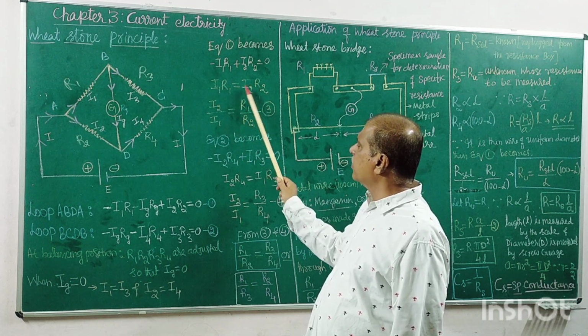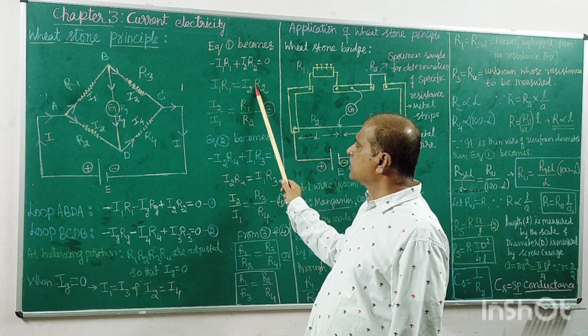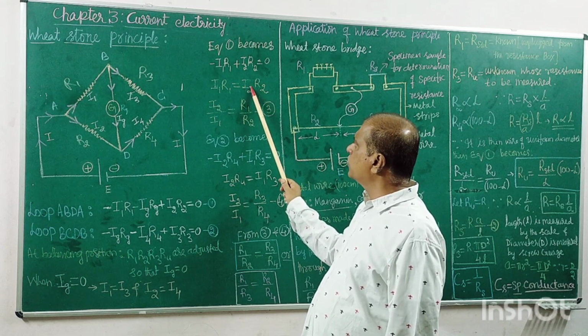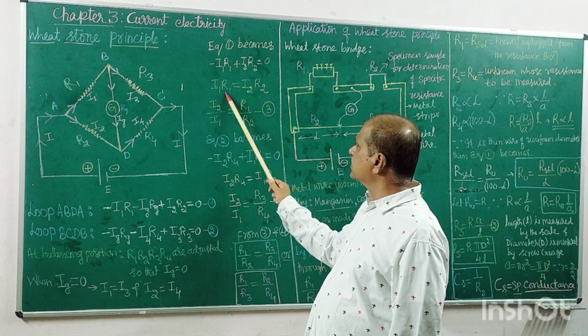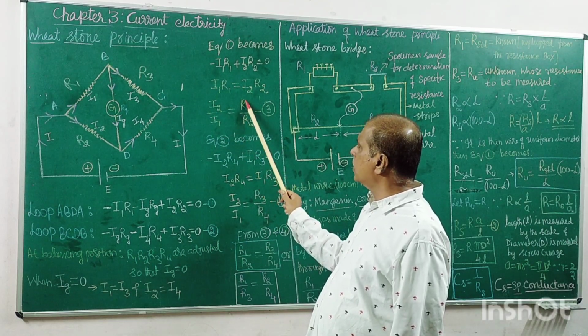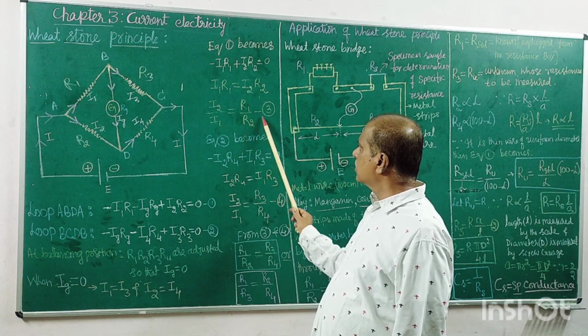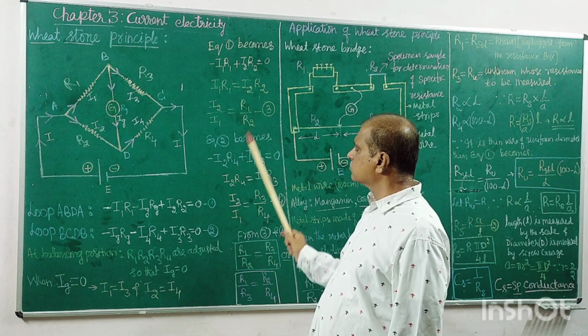This is the product form. What is the ratio form? The ratio is I2 by I1. If you write this I1 to the left hand side, this goes to the right hand side. I2 by I1 is equal to R1 by R2. Write this as equation number 3.